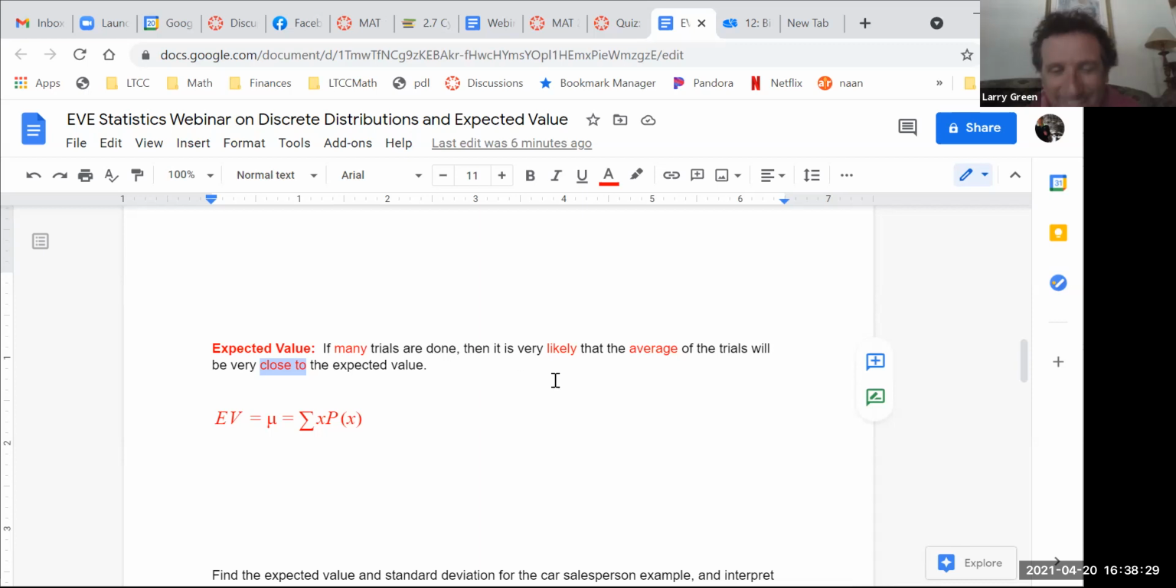So likely is really a true word. If you do it many times, you're going to be close to that number. And many means it does not say that if you flip a coin, then you're going to get 50 cents. That'll never happen. One coin is not going to give you 50 cents. It's many coin tosses that will likely give you an average close to 50 cents. Any questions on the expected value idea?